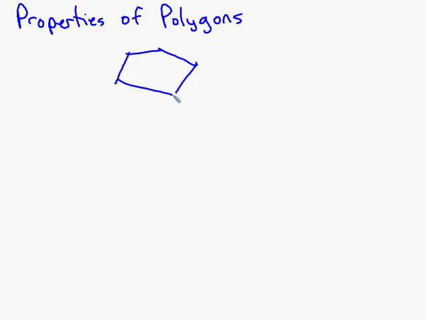So, properties of polygons. Okay, well, what is a polygon? That means a many-sided shape. Boom. There's a polygon. Looks weird, but there it is.